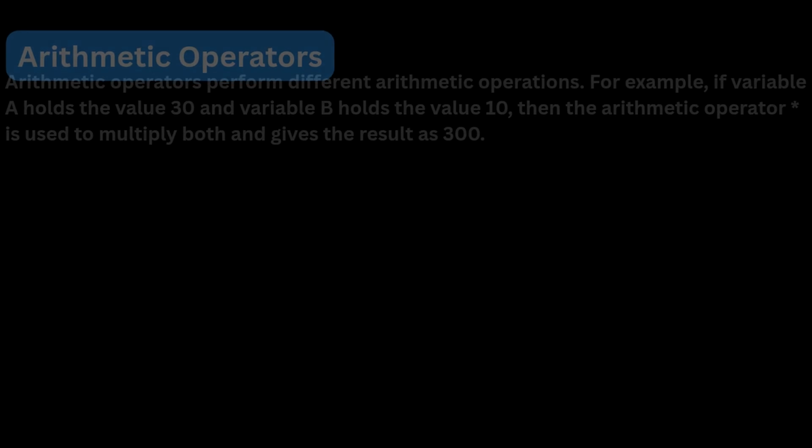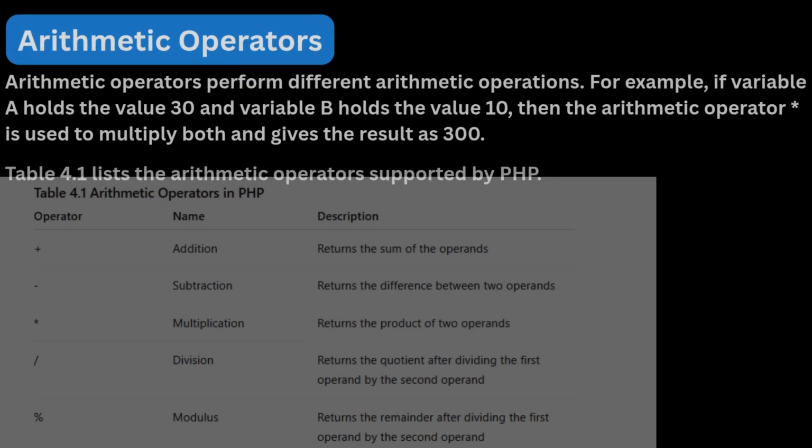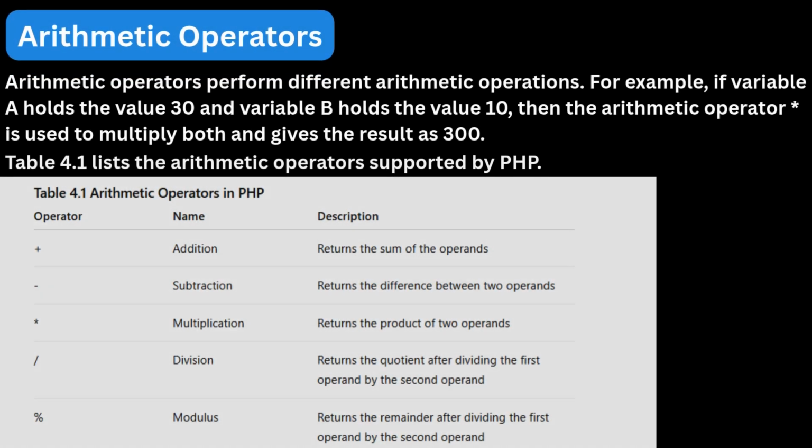Now let's dive deeper into one of the most important categories of PHP operators: arithmetic operators. These operators allow us to perform basic mathematical calculations directly inside our PHP code. Think of them as the tools that help us add, subtract, multiply, divide, or even find the remainder between numbers.